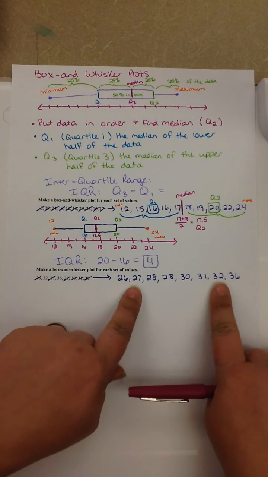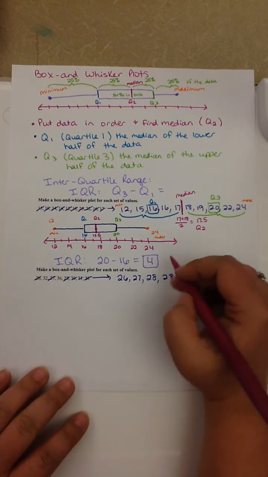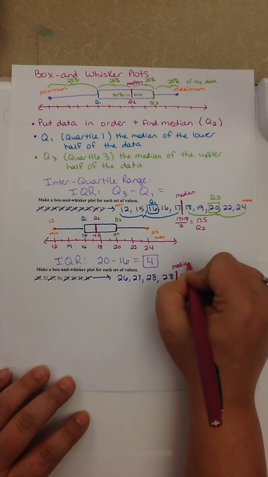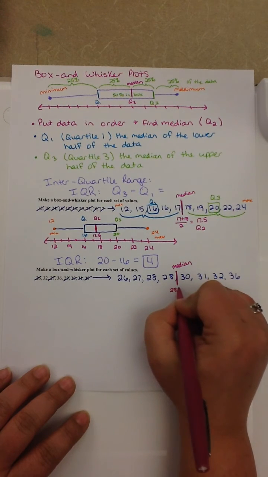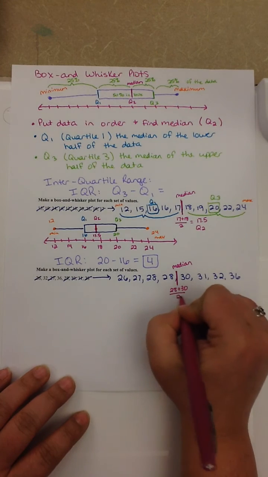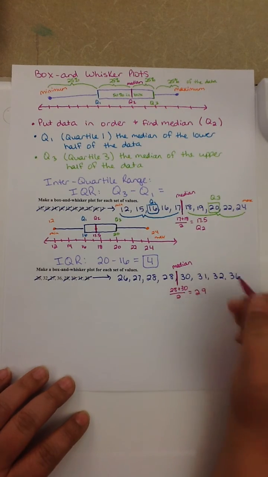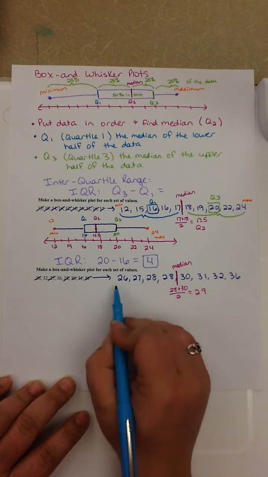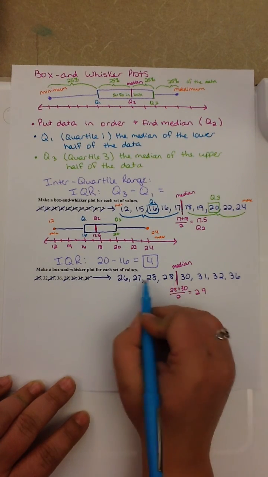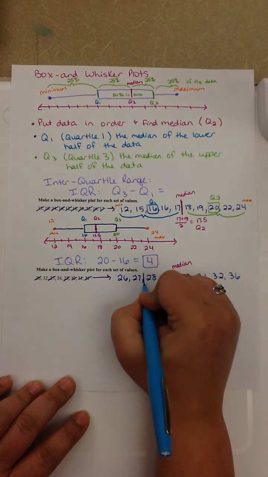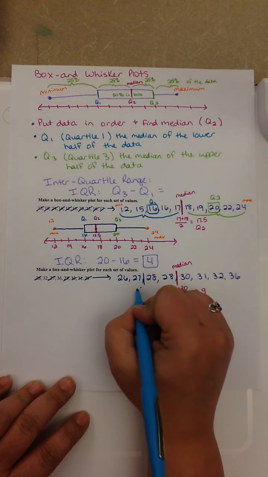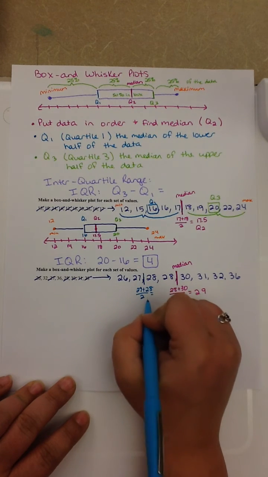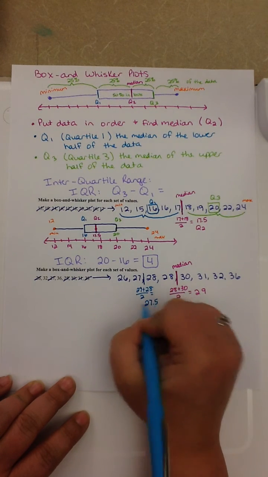The next step would be to find the median. The median is right here between these two. So again, we're going to have to find the average. 28 plus 30 divided by 2 is 29. So our median is 29. Then we've separated our data into the lower half and the upper half. So the median of the lower half is going to be Q1. That's between here, 27 and 28, again finding the average. So 27.5 is my Q1.